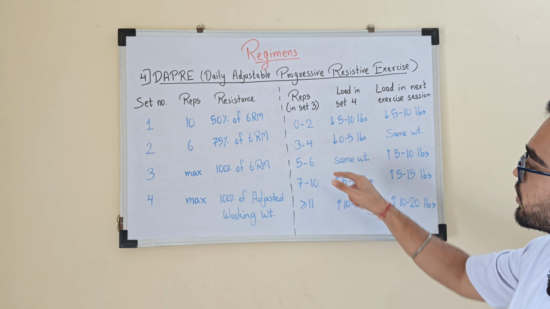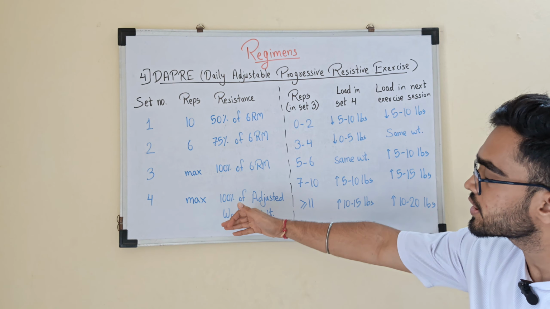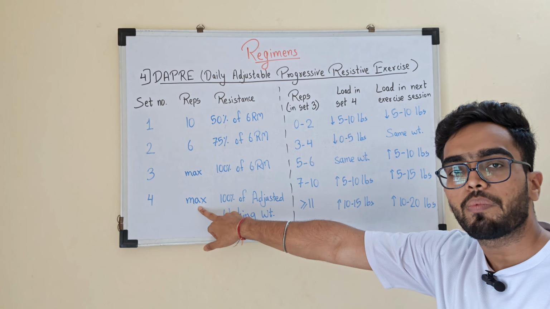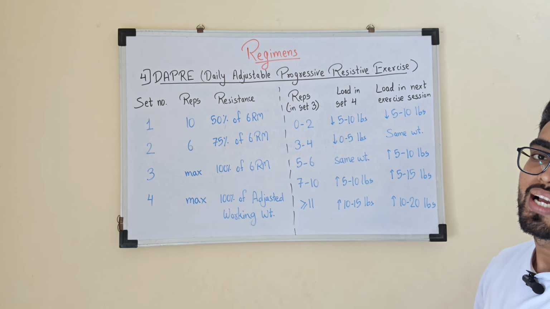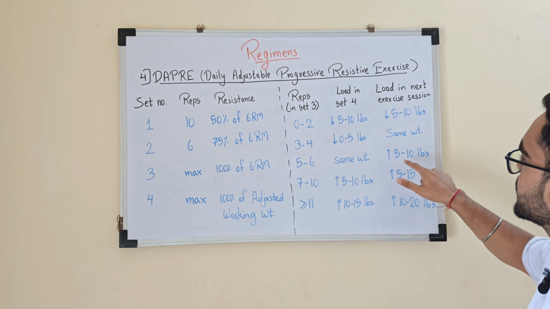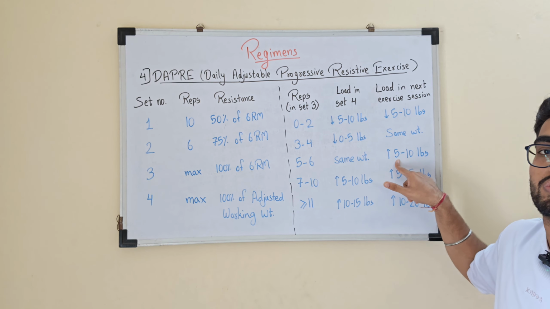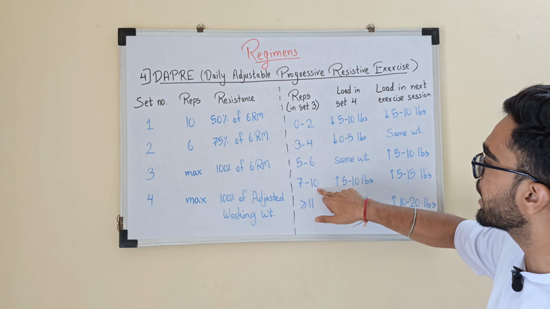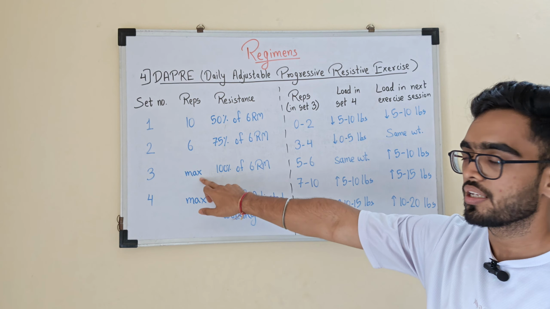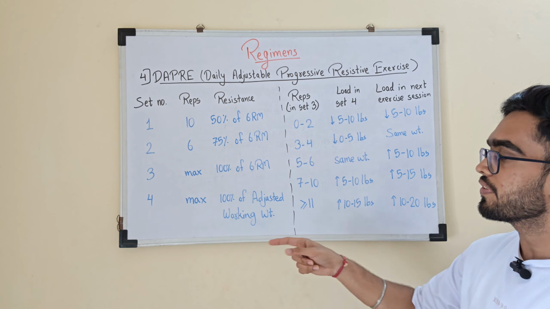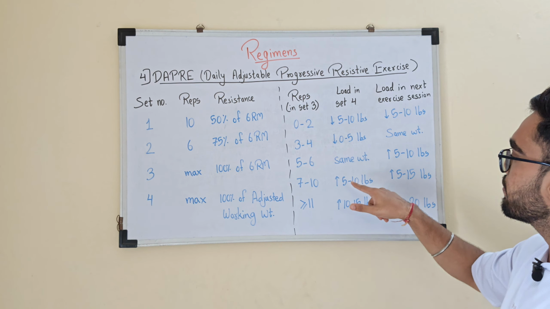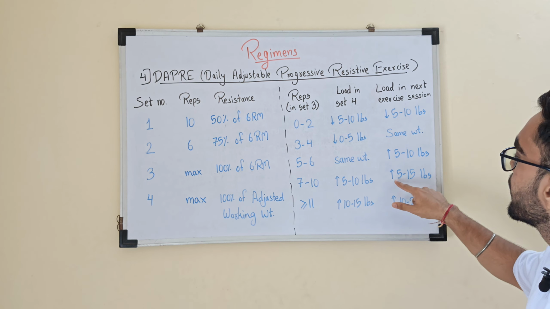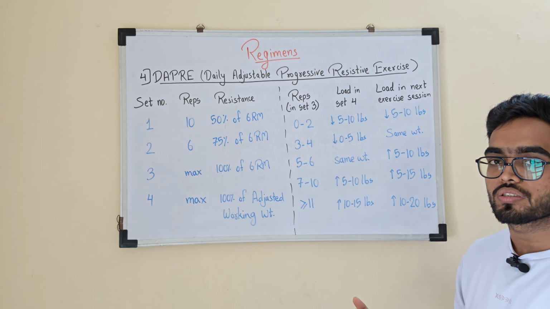Now, what if he does 5 to 6 reps? Then in the fourth set, you will keep the weight the same and again ask him to do the maximum number of reps. But in the next session, we will increase the load by 5 to 10 pounds. Now for example, if he does 7 to 10 reps in the third set, then we will increase the weight in the fourth set by 5 to 10 pounds and in the next session we will increase the weight by 5 to 15 pounds.